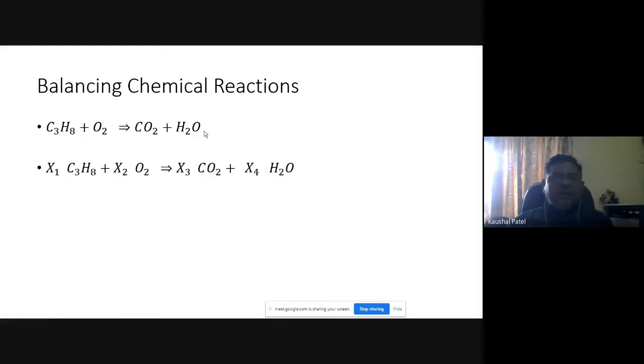So how can we balance it? We just multiply with a certain constant, variables. So we consider x1 amount of C3H8 plus x2 amount of O2, that gives x3 amount of CO2 plus x4 amount of H2O. So these are variables we can put, and we can find the values of these variables, and that may give us the balancing of the chemical reaction. Here x1, x2, x3, x4 are positive integers, because we cannot get a negative relationship in this particular reaction.